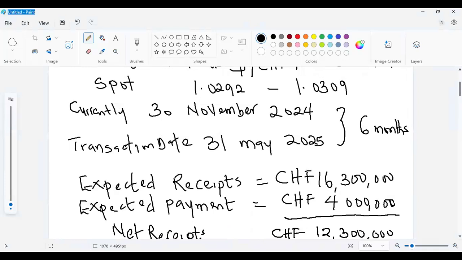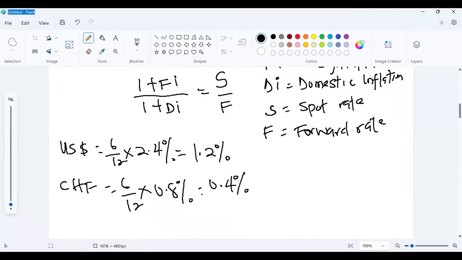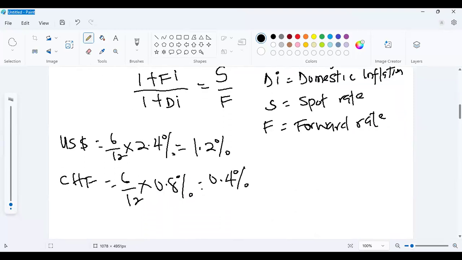So you are correcting yourself, right? Yes, sir. They are buying at a lower rate and then selling. Now, the bank will buy at 1.0292. So that is the spot rate we are going to use. Our X, the spot rate, is 1.0292. What is F? We don't know yet.